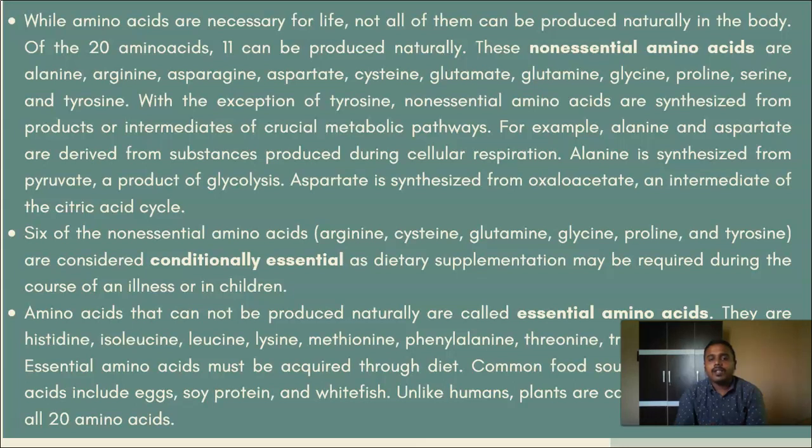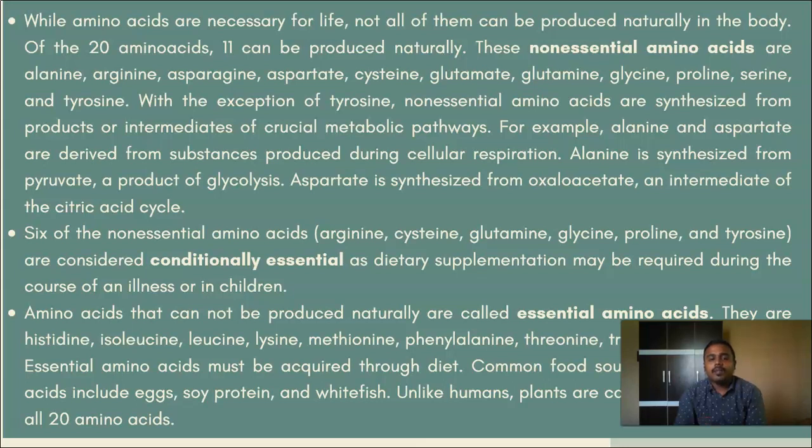The second amino acid, aspartate, is synthesized from oxaloacetate. So what is this oxaloacetate? It is an intermediate of the citric acid cycle. So as already mentioned, it can be synthesized from the product or from an intermediate of metabolic pathways. So these are non-essential amino acids.